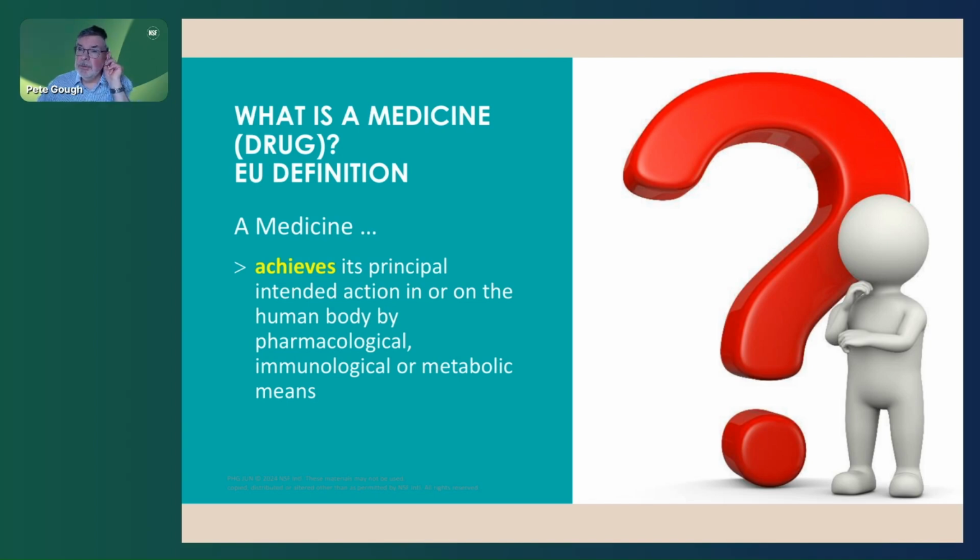Now, in order to determine what is the primary mode of action, we need to look at the definition of medicines and the definition of devices in European law. For a medicine, you can look in the directive, and it will give you a whole list of things that medicines do, and then it will say, but it has to achieve its principal intended action in or on the human body by pharmacological, immunological, or metabolic means. Okay, so that's a medicine.